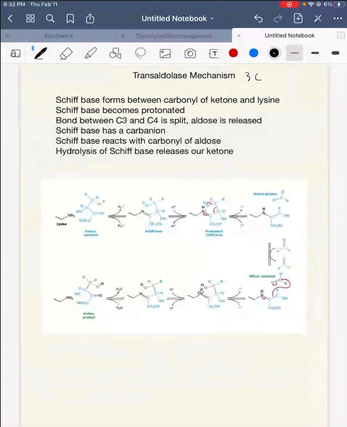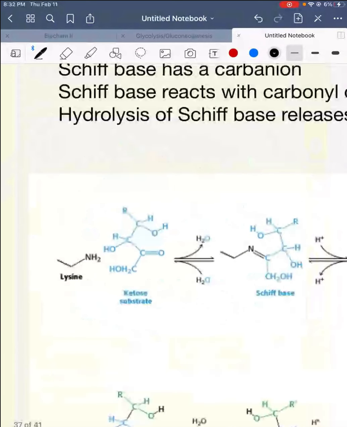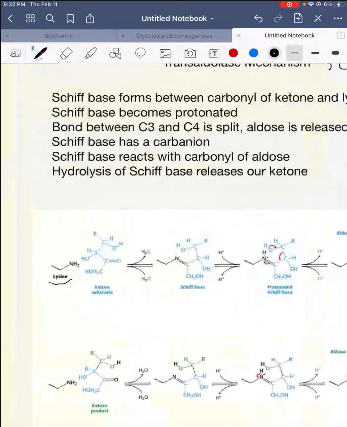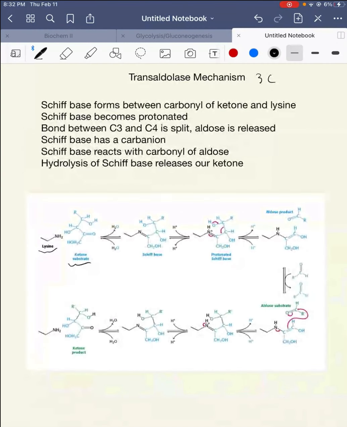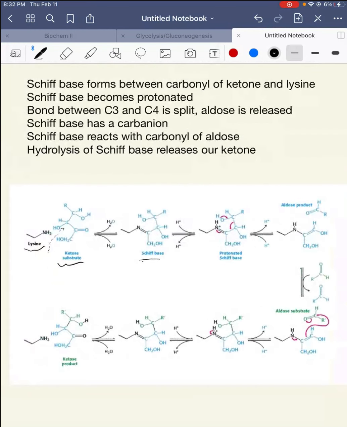So we have a lysine residue, near the active site, and then this is our ketose substrate. The lysine residue reacts with a carbon on that ketose substrate, and then we make a Schiff base. I think that's what it's called. Can't remember how it's pronounced. Those are usually really good bases.